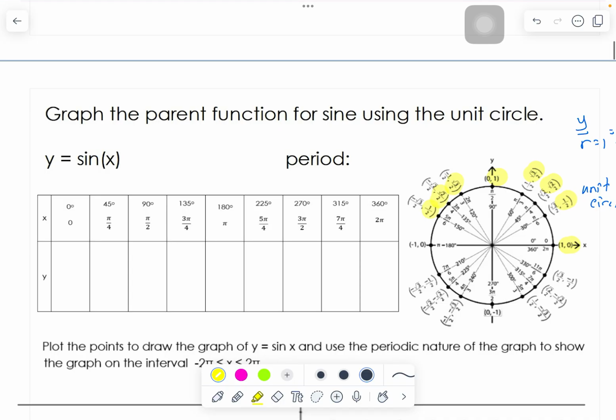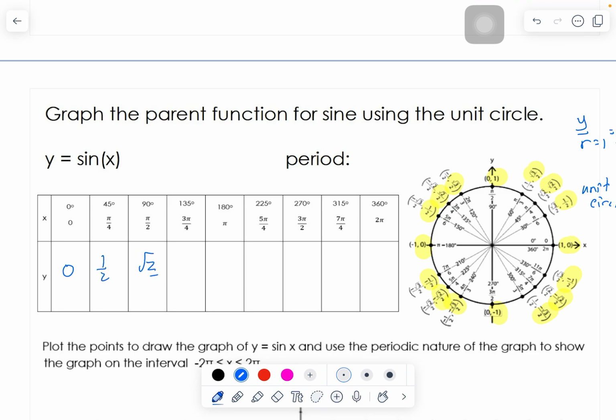Now this is going to be a little bit of overkill. I'm not going to plot all these points, but just to show you where they are, I'll put them in the table and go from there. But like I got 0, 1/2, the square root of 2 over 2. Sorry, I missed a couple spots.